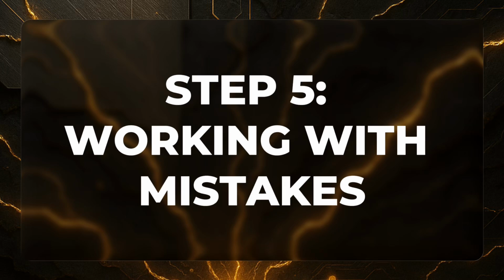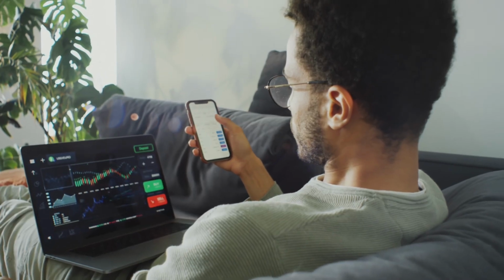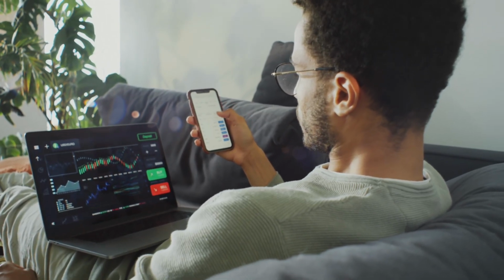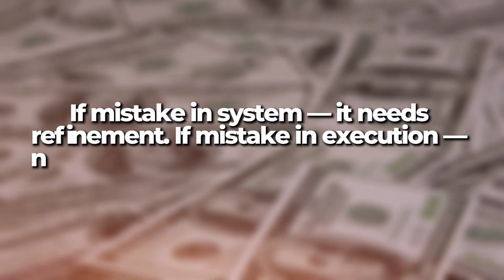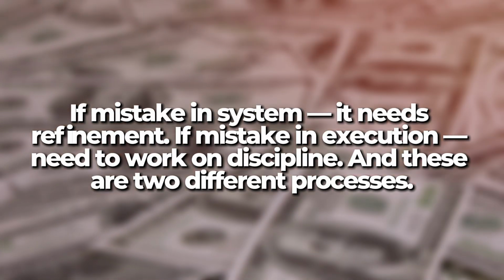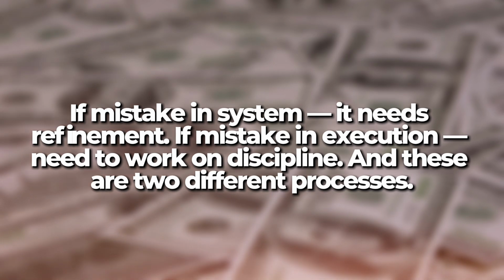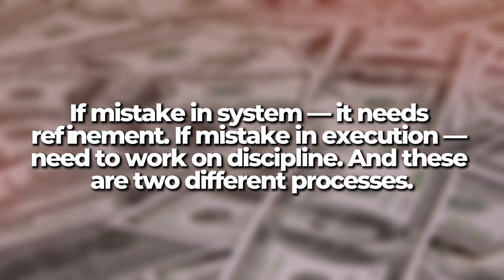Step 5. Working with mistakes. Mistakes will happen. This is normal, but it's important to separate system mistakes and execution mistakes. If the mistake is in the system, it needs refinement. If the mistake is in execution, you need to work on discipline. And these are 2 different processes.